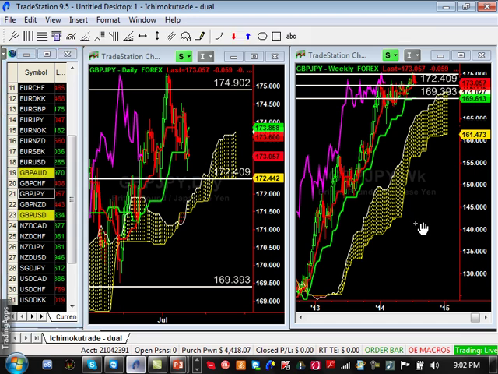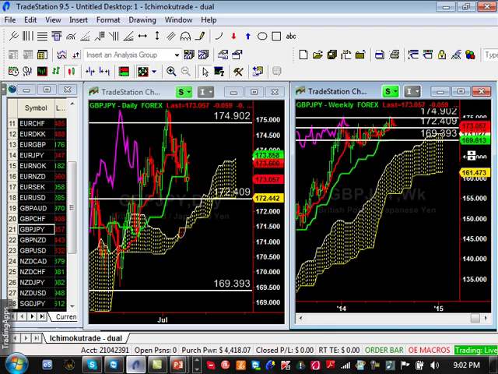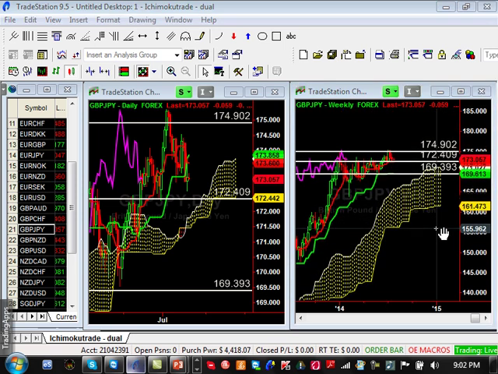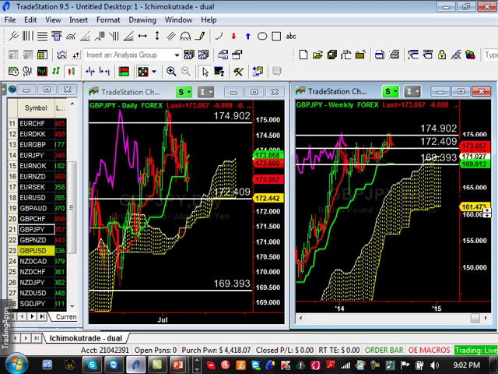Pound yen, you could see this. Let me just zoom in. This is bullish trending, but consolidating here at the top now. So it's basically the bottom, which is the major resistance, 169.39. Major resistance is going to be 174.90.